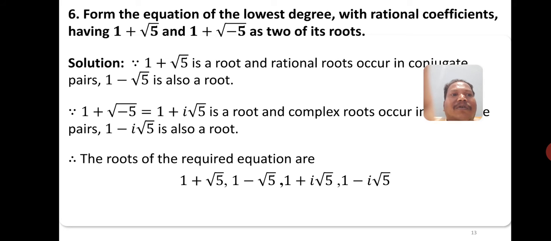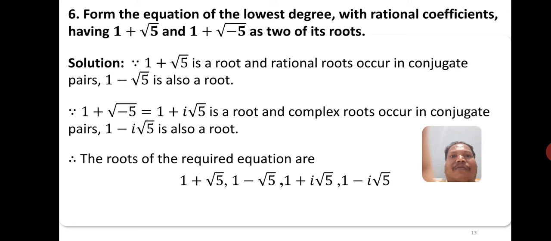One more. Form the equation of the lowest degree with rational coefficients having 1 plus root 5 and 1 plus root of minus 5 as two of its roots. Given that 1 plus root 5 is a root and irrational roots occur in conjugate pairs, therefore 1 minus root 5 is also a root of the given equation.